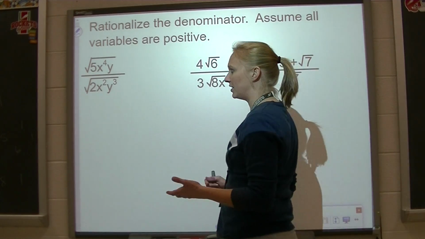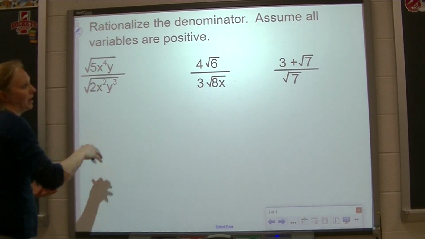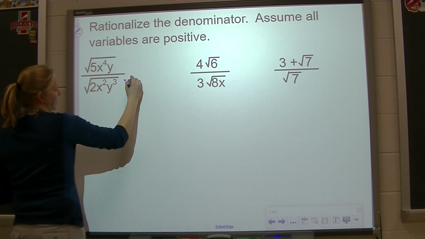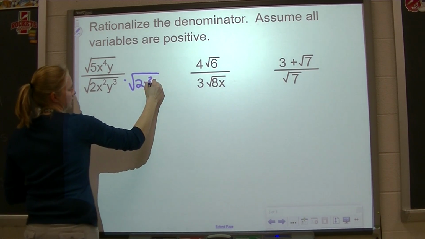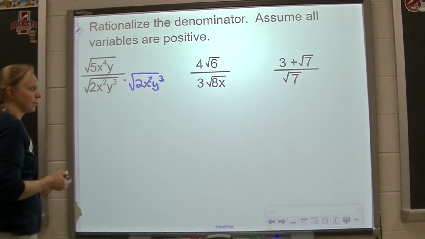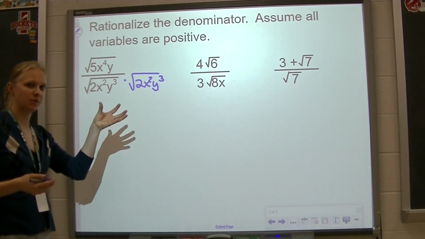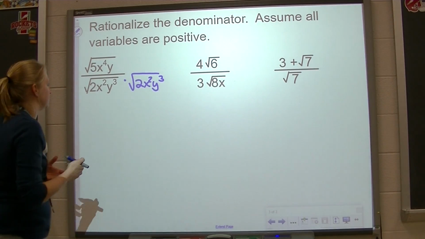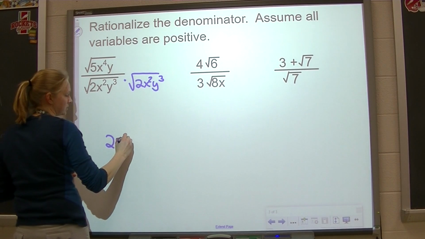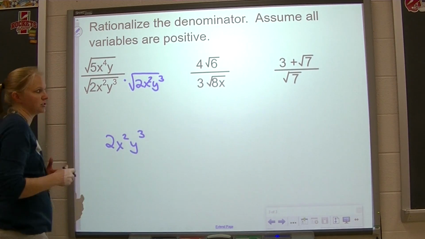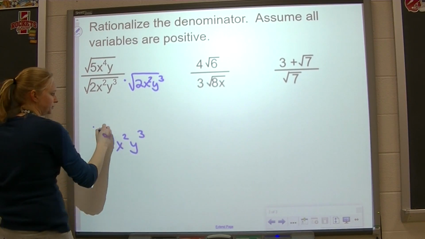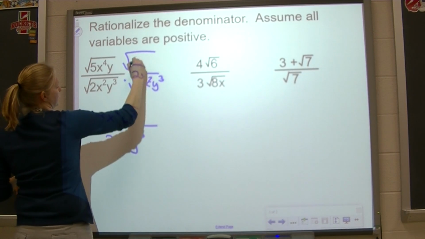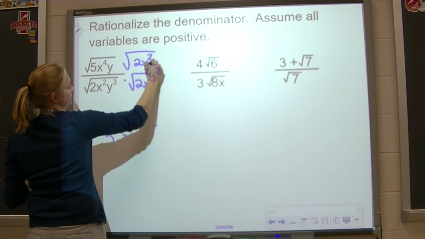And in order to get rid of it, you can multiply the denominator by itself, and that gets rid of it. So if I multiply this by the square root of 2x squared y cubed, remember, if I multiply something by itself, it's like taking it and squaring it. So all that's happening is your denominator is going to 2x squared y cubed. You're just getting rid of your radical. But what you do to the bottom, you have to do to the top. So we have to multiply the numerator as well.